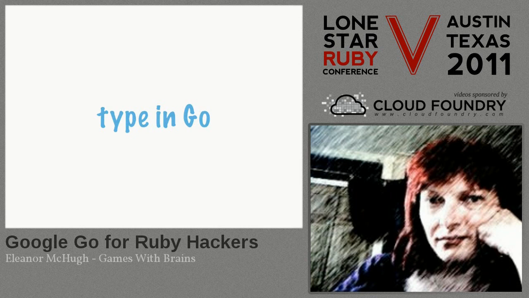Now, type in Go is different. It's different to type in Ruby. It's also different to type in C++ or Java. So this is a simple example of creating your own type. Go comes with primitive types baked in, but every primitive type can be co-opted to be your own custom-defined type. And that custom-defined type has methods.